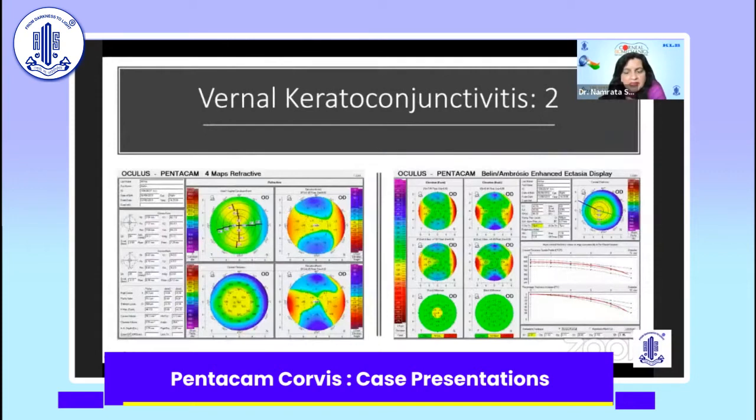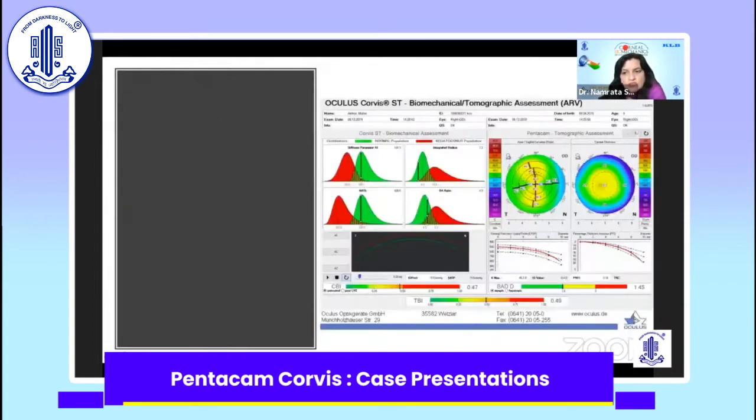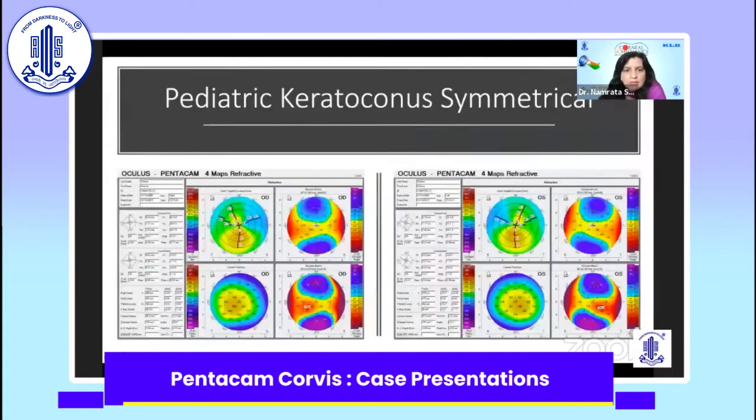because they may have keratoectasia. Now, this is yet another case of vernal keratoconjunctivitis, and here notice that the keratometry Kmax is ranging from 42 to 45.8, and the pachymetry is to the tune of 512, which is borderline. But these cases need to be followed up, because the CBI and the TBI are all falling in the suspicious category. And this is a child. So we need to follow up these cases on the biomechanical parameters as well.